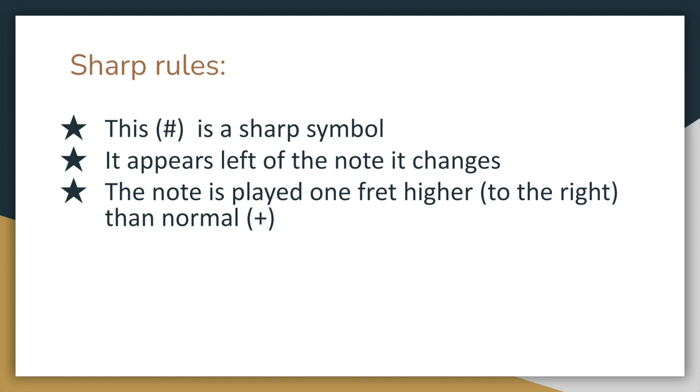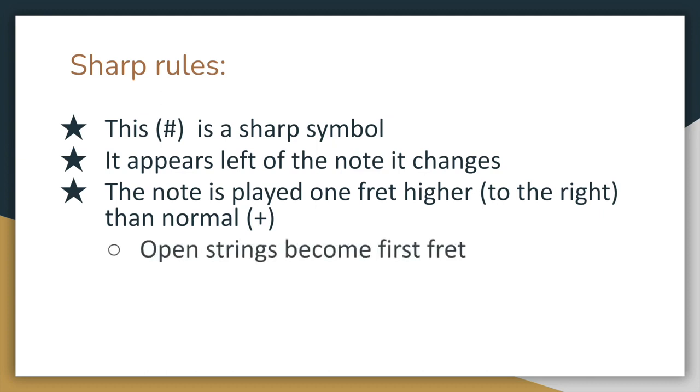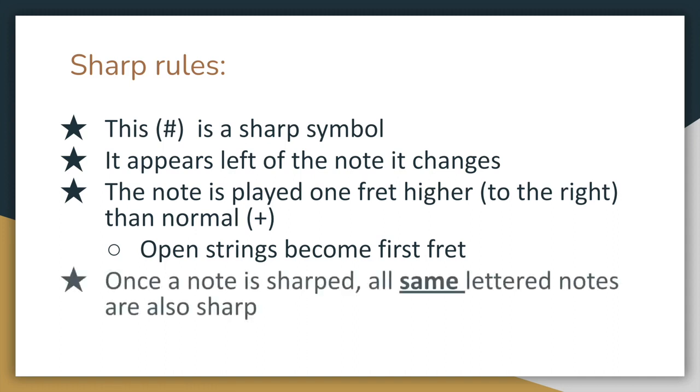Okay, what a sharp actually does to the note is it's played one fret higher, or moving to the right on the guitar neck, than normal. And I call this addition or plus, because if we take a note that's on the 3rd fret and we sharp it, it goes up to the 4th fret, so +1. And along with that, we just throw in a little extra here. The open strings become 1st fret, because if we have 0 frets and then we add 1 for the sharp, then it becomes 1st fret.